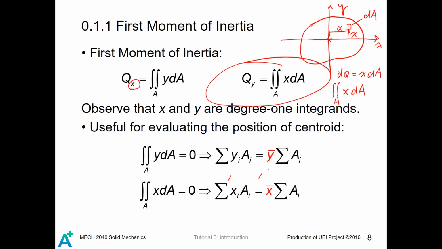So the first moment of inertia is very useful for evaluating the centroid of a piece of cross-sectional area. But I will not introduce it in this very first video because such concept, such method will be introduced in the later chapters.